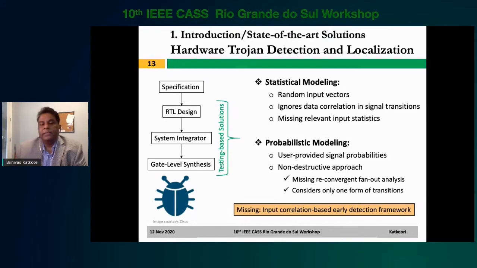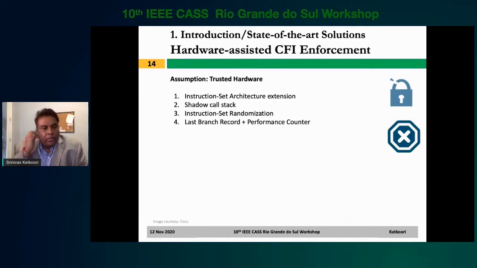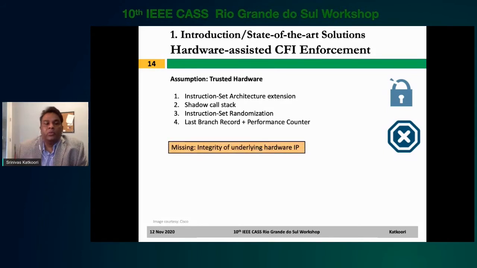What is missing is that we find that an input correlation based early detection framework is missing. The problem is we want to say, are there any hardware Trojans in the design? And so far, the existing solutions haven't taken input correlations into account. Of course, the hardware is supposed to be trusted, right? You could do things like instruction set architecture extension and so on. What is missing is the integrity of the underlying hardware IP.